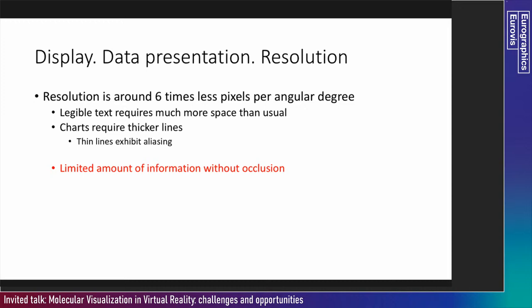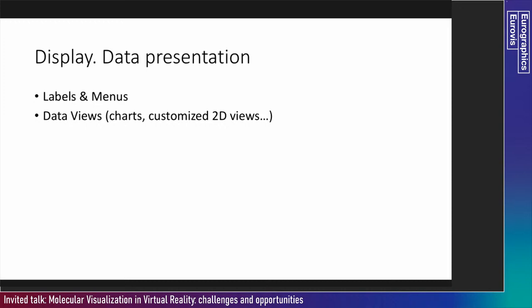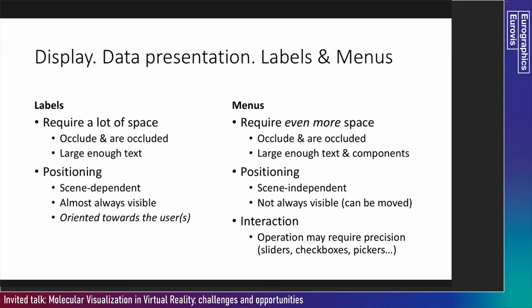So let's talk a little bit about two types of information. First, I will talk a little bit about labels and menus, and then I will talk a little bit about charts or customized 2D views. So labels and menus are quite similar. The first problem that we address in HMD displays is that they require a lot of space, menus even more than labels. As a result, they may occlude geometry, or they may be occluded by the geometry or other 2D elements in my view. And of course, we need text to be large enough. And in the case of menus, other components may also need to be large enough.